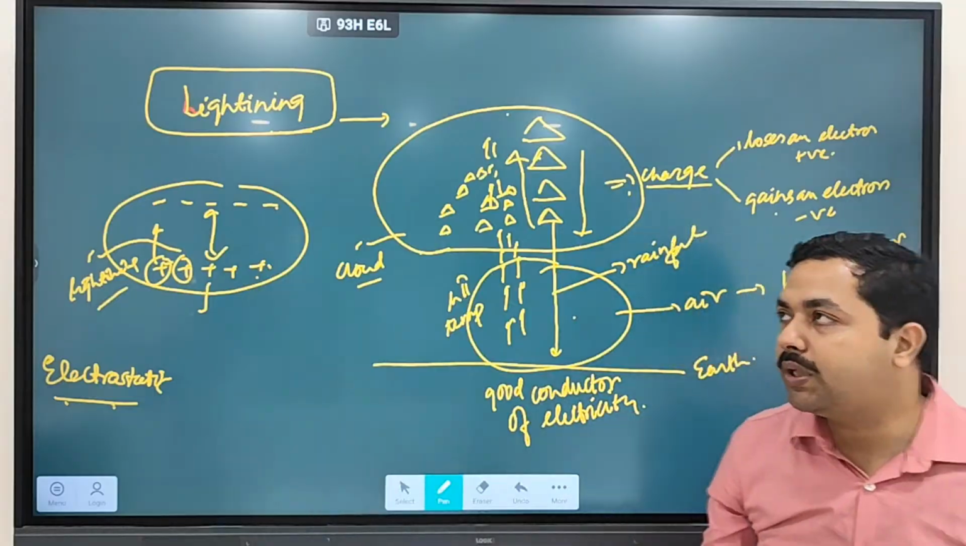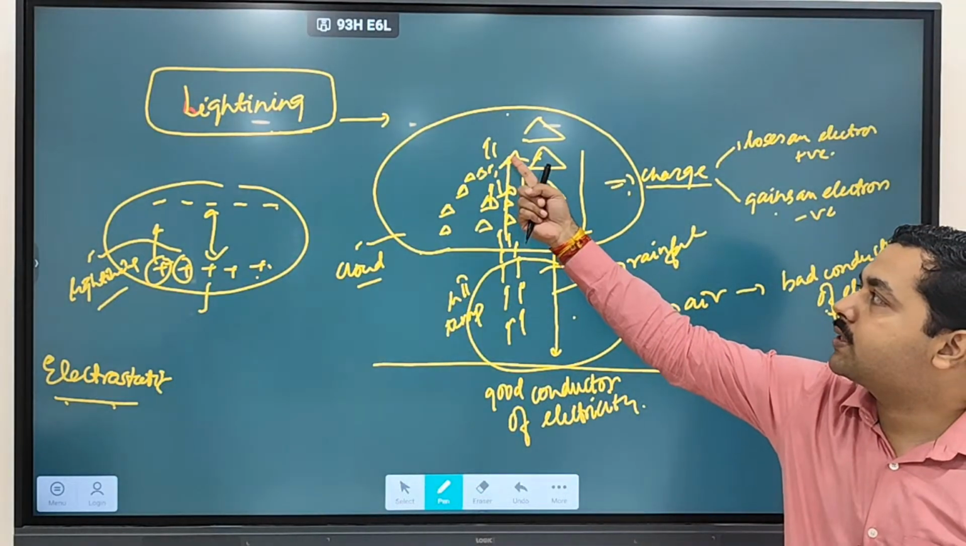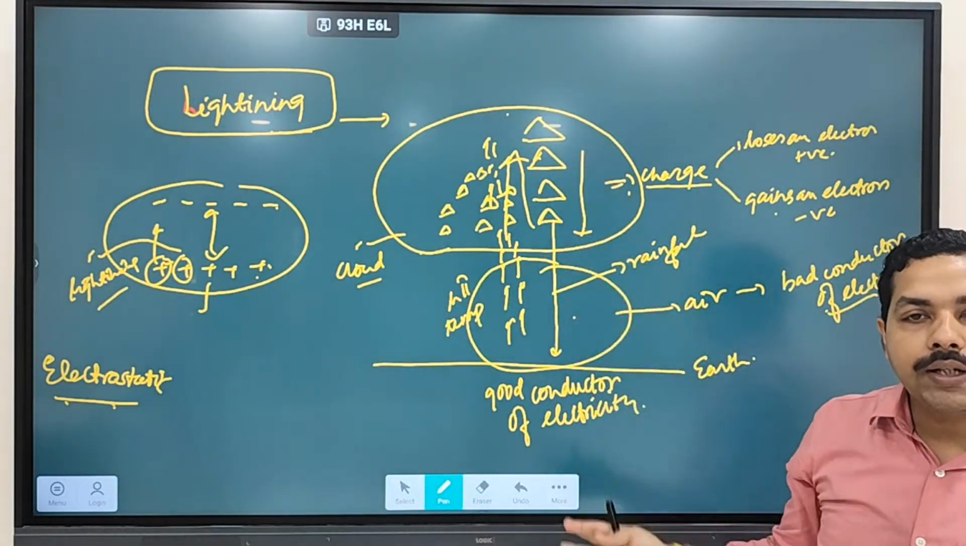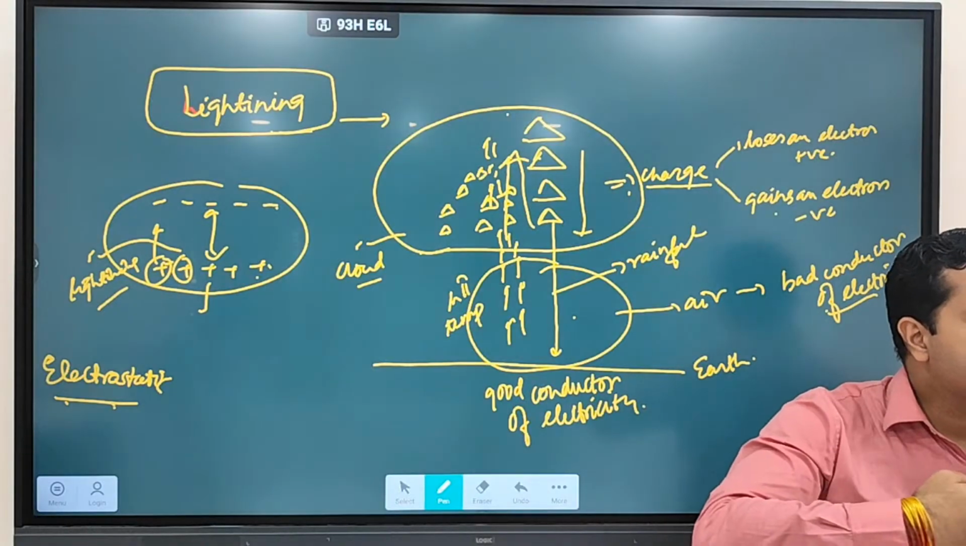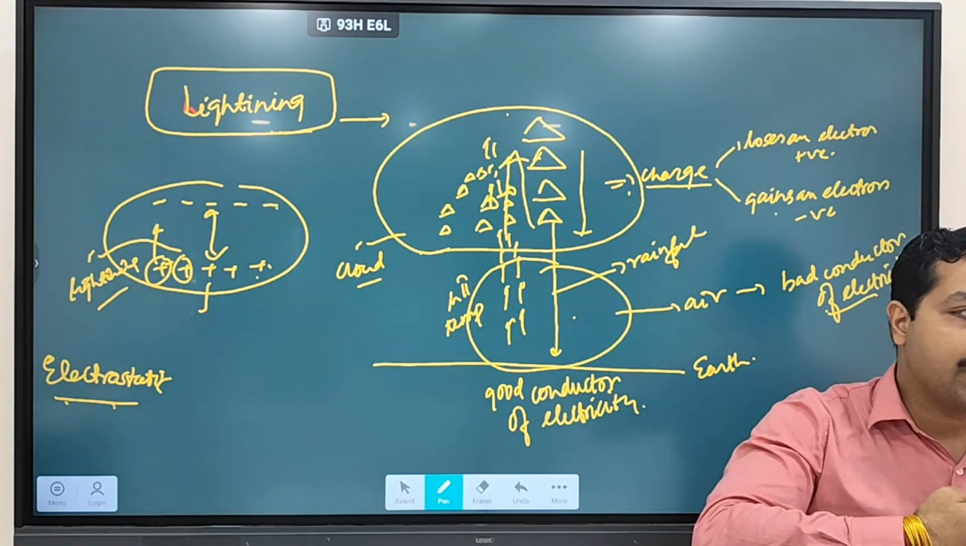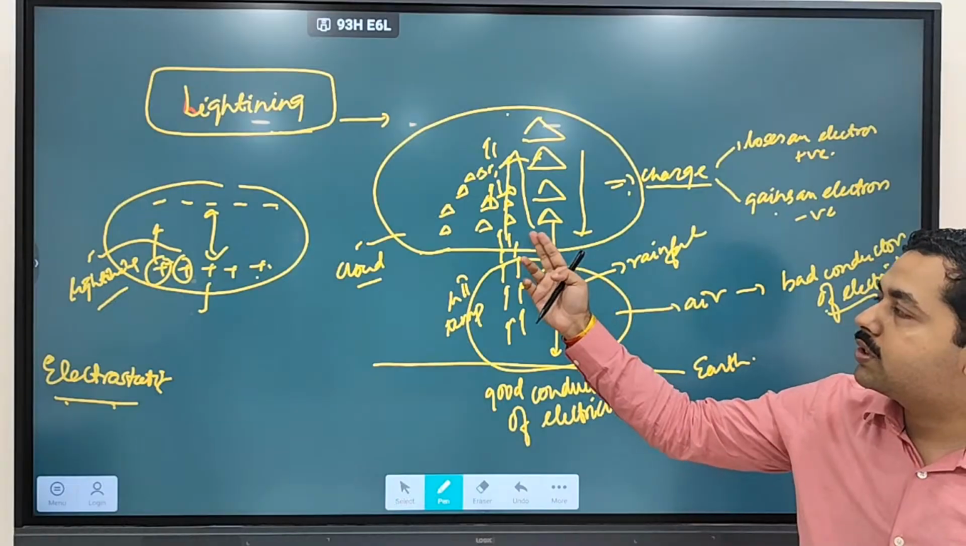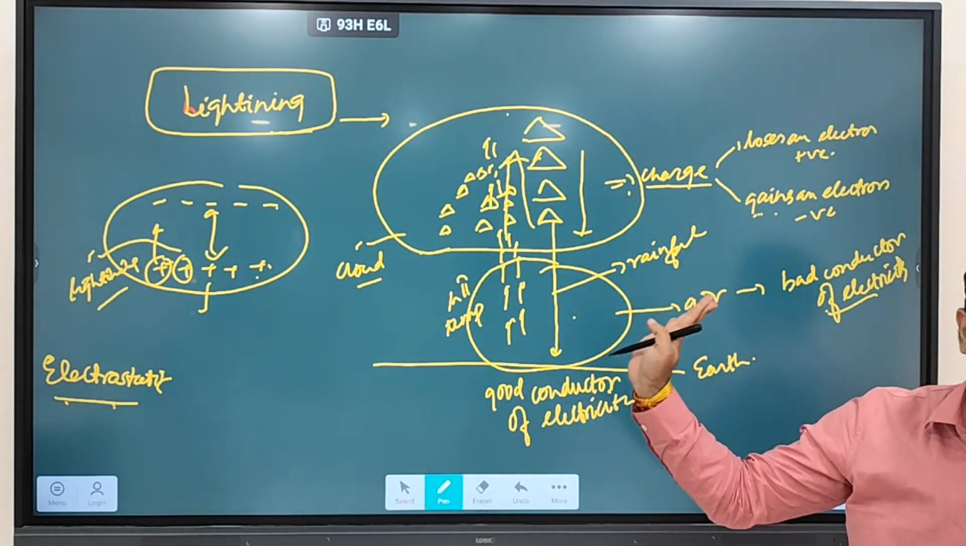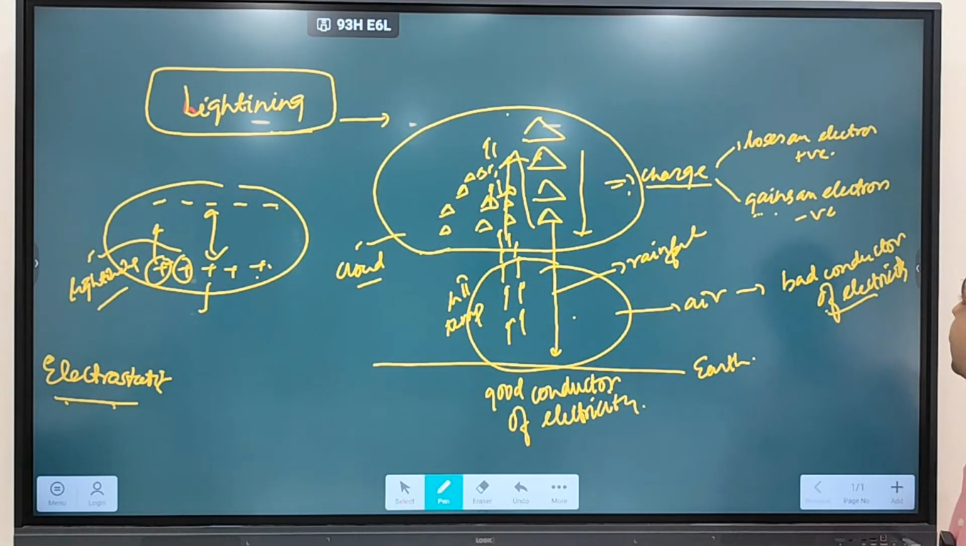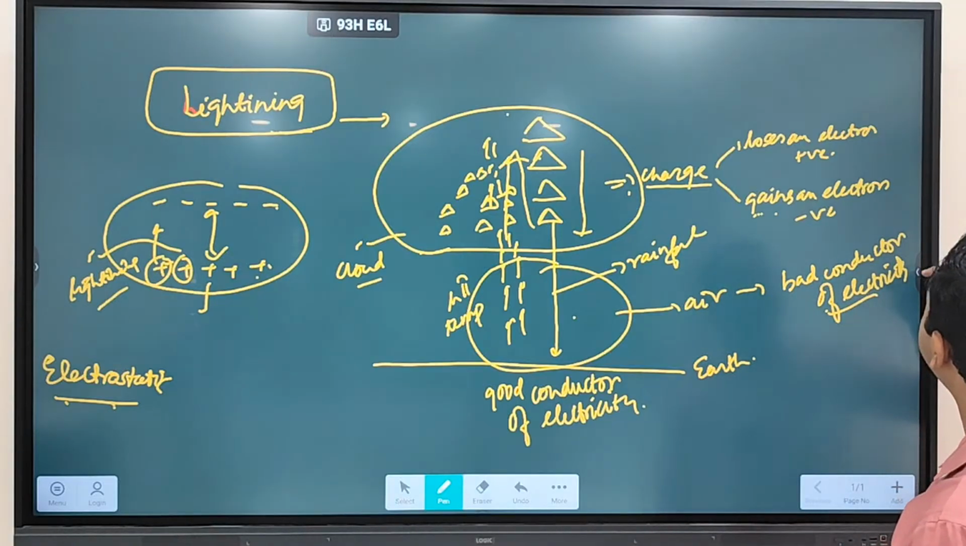Why is this charge being developed? Because smaller ice crystals are moving up and bigger ice crystals are coming down, because of which what will happen? Friction is going to happen, and because of this friction, you see charge is going to be generated. Fine? Any doubt regarding this one? That's why you'll see this scenario.